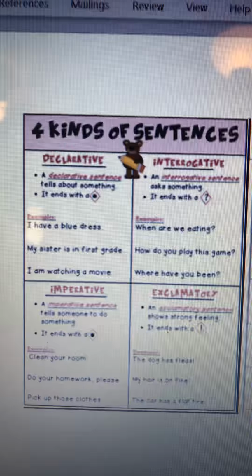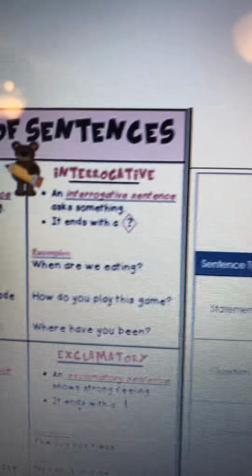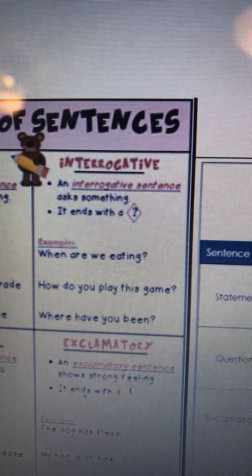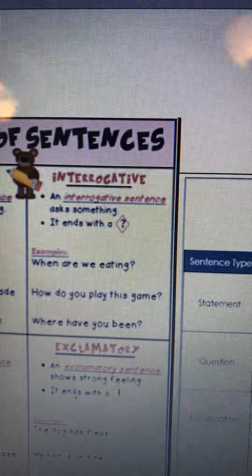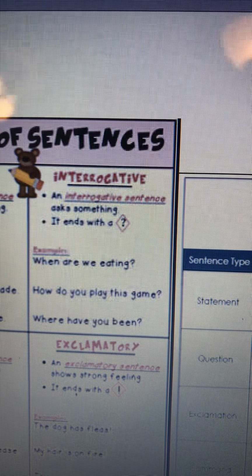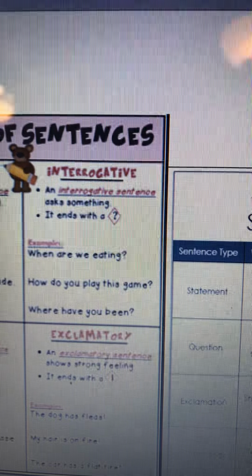Okay, then the next one was a question. Okay, so a question is the same thing as an interrogative sentence. An interrogative sentence asks something and ends with a question mark. That's the exact same thing as a question. When are we eating? How do you play this game? Where have you been? I'm asking you a question.